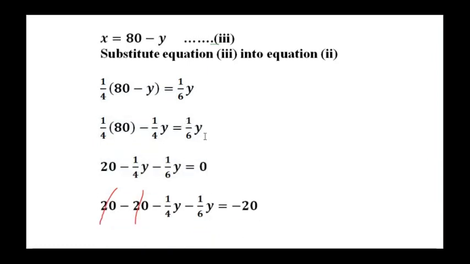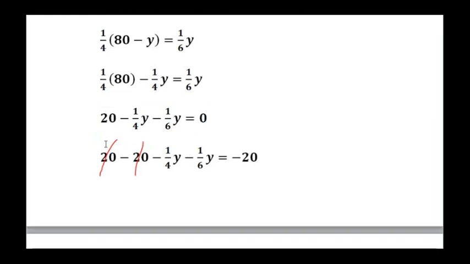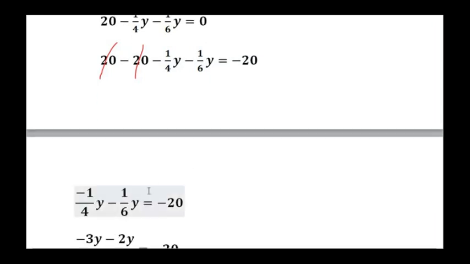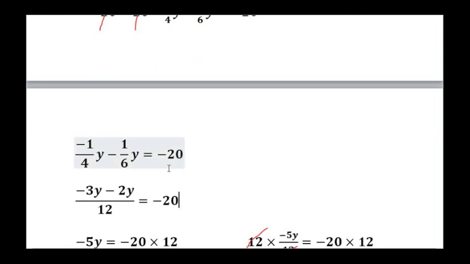To eliminate 1/6 y from the right side, I'll subtract 1/6 y on both sides of this equation. But before this, if we divide 80 by 4, we get 20. 20 - 1/4 y - 1/6 y = 0. We are solving this equation for the variable y. So, I want to eliminate positive 20 from the left side. So, I'll subtract 20 from both sides of this equation. We get -1/4 y - 1/6 y = -20.